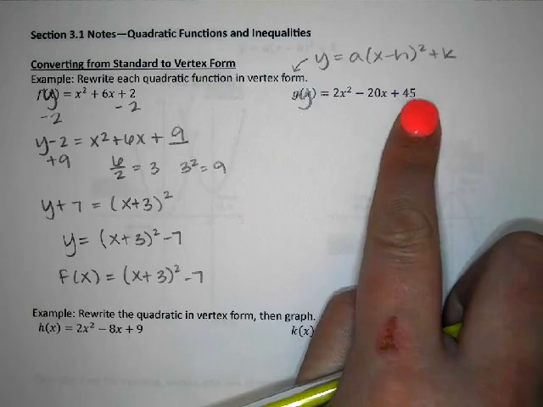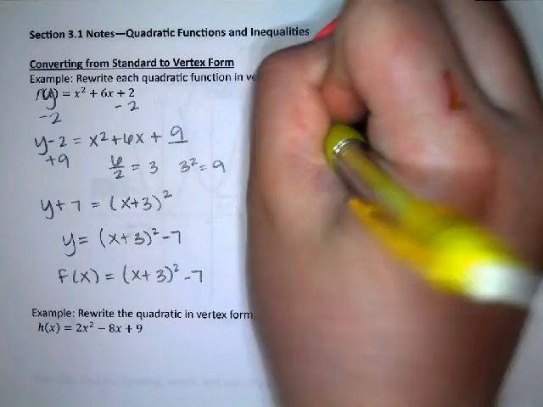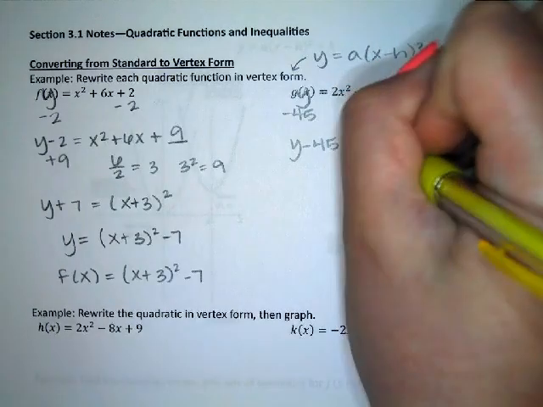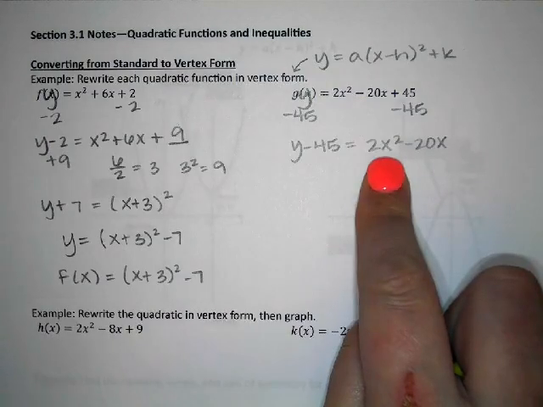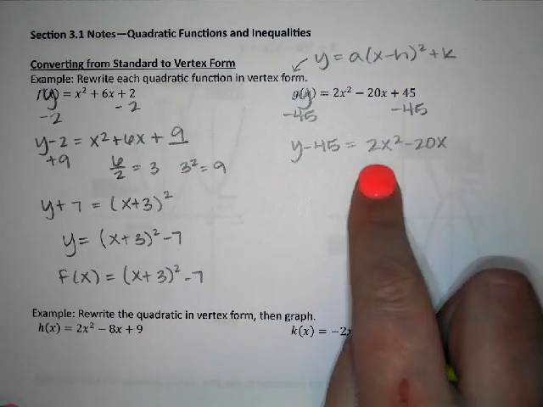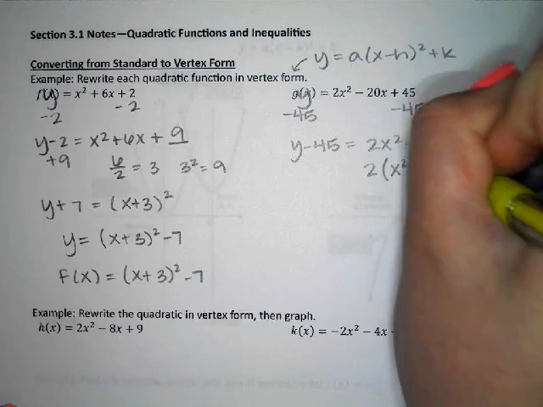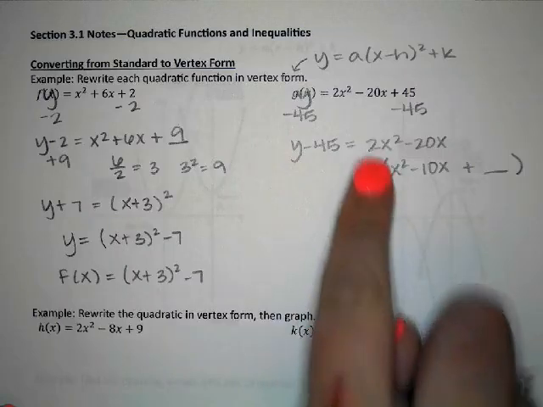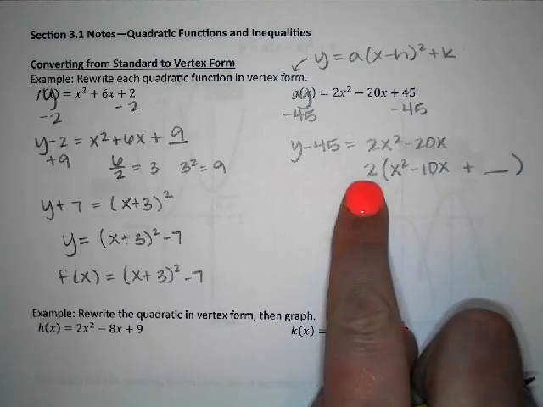First thing, I'm going to take that 45 and subtract it over to the other side. So y minus 45 equals, and then we have 2x squared minus 20x. This is one of those problems that has a coefficient, so we have to take that coefficient out. So I'm going to do 2 times (x squared minus 10x plus the blank). Now that I've taken that coefficient out, I can do the completing the square process. That coefficient happens to be 2 in this case, but it could be anything.